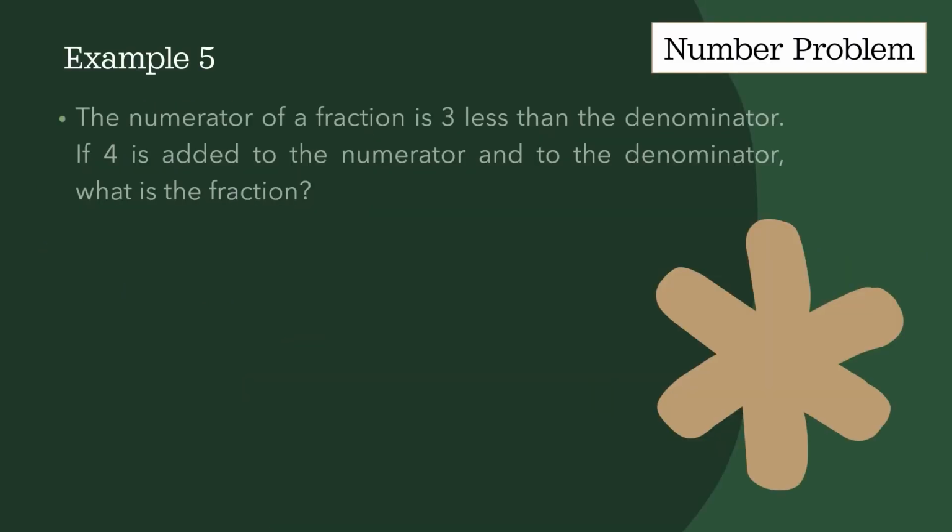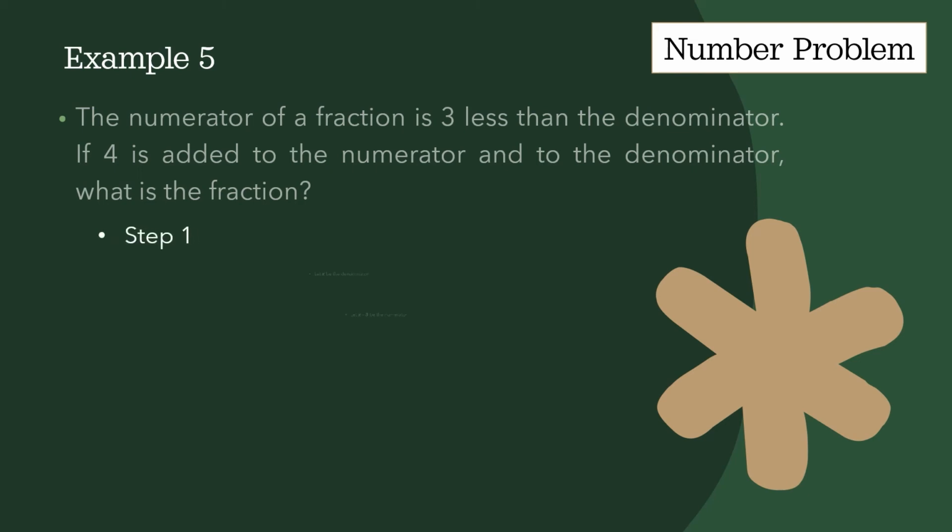Here is another example of number problem. Example number 5. The numerator of a fraction is 3 less than the denominator. If 4 is added to the numerator and to the denominator, what is the fraction?